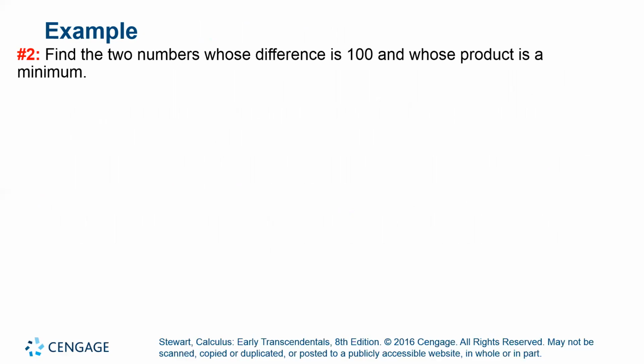So this is a very simple problem. Find the two numbers whose difference is 100 and whose product is minimum. The difference is 100, the product is minimum. So step 1 in this case is, what is the unknown? We know that we are talking about the difference.